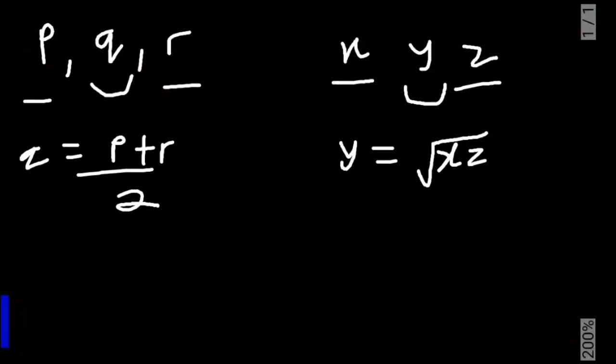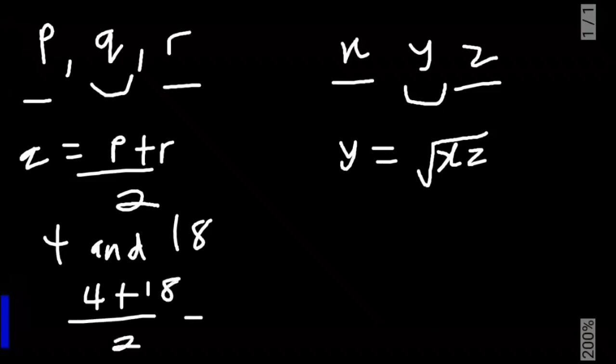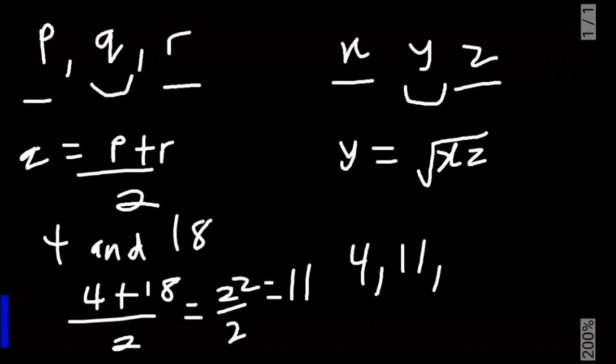Let's take an example. Let's begin with the arithmetic mean. The question says find the arithmetic mean of 4 and 18. So we just use our formula. The arithmetic mean is the term between 4 and 18. So we have 4 plus 18 over 2. So this is 22 over 2. And this is 11. So this tells us that between 4 and 18, we have 11.